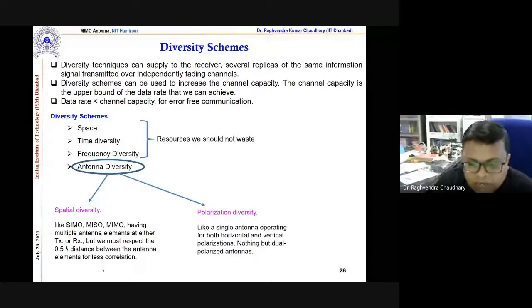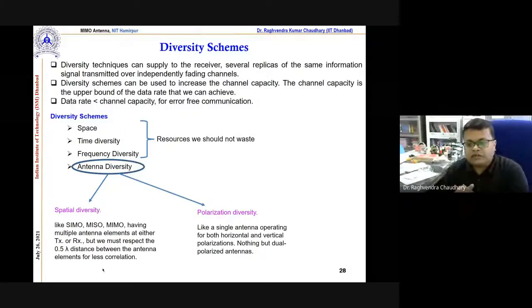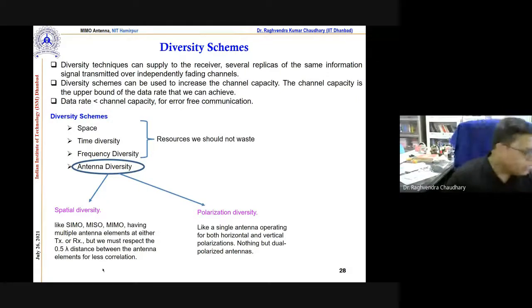Polarization diversity. Like if we have one antenna operating in horizontal polarization, and the other in vertical polarization, we may expect less crosstalk in this way.